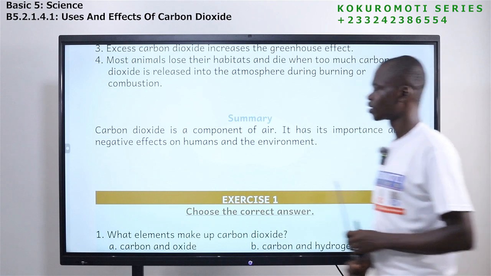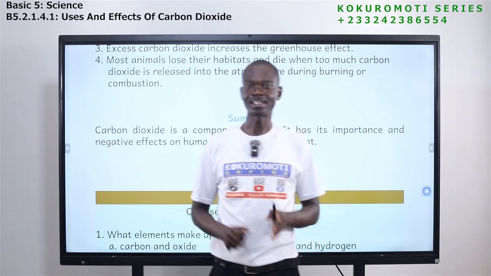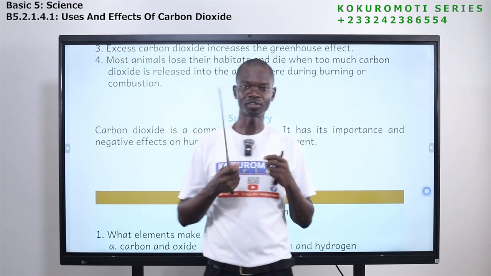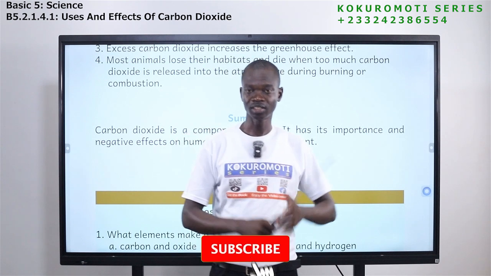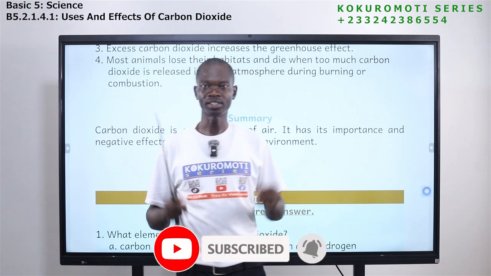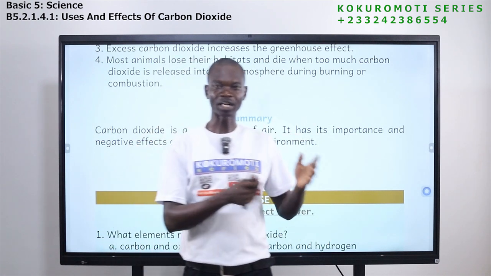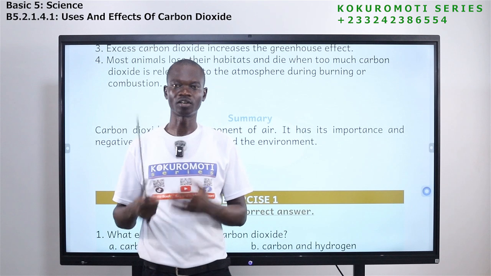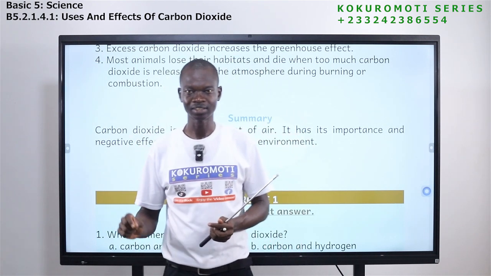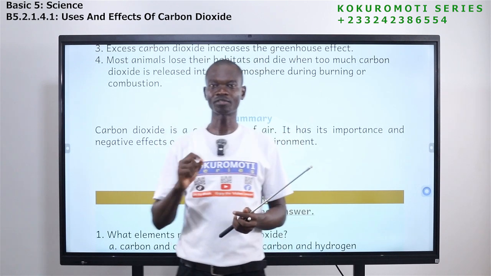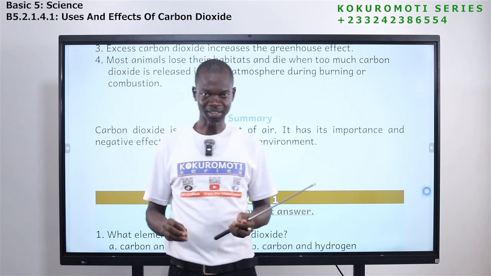Okay, so we have looked at carbon dioxide. We have seen that carbon dioxide is part of the air that we breathe in and breathe out. Carbon dioxide constitutes 0.03% of the air, and we said that air is a mixture of different gases, and carbon dioxide is a component of air. You should also understand that carbon dioxide contains two elements, carbon and oxygen. They come together to form carbon dioxide.